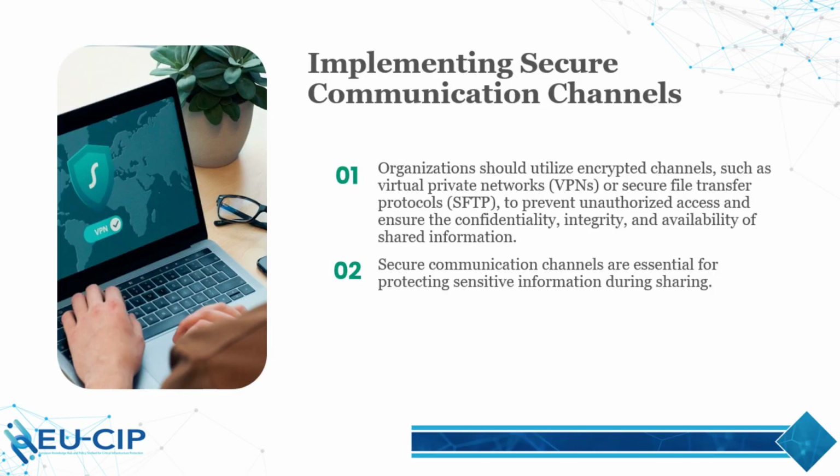Implementing secure communication channels. Secure communication channels are essential for protecting sensitive information during sharing. Organizations should utilize encrypted channels, such as virtual private networks, VPNs, or secure file transfer protocols, SFTP, to prevent unauthorized access and ensure the confidentiality, integrity, and availability of shared information.